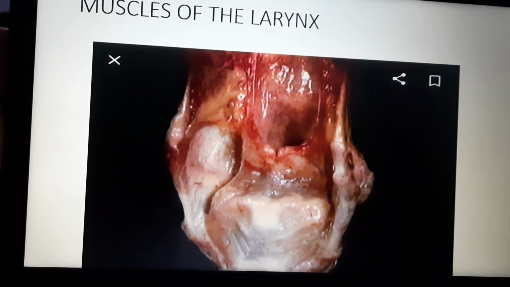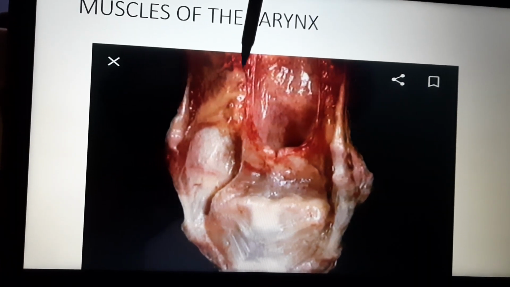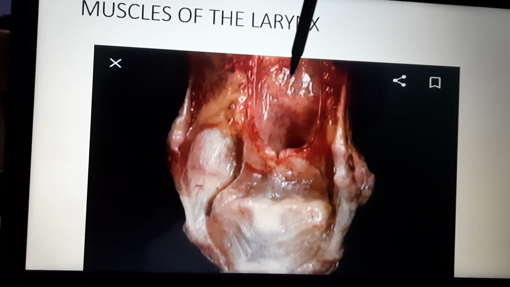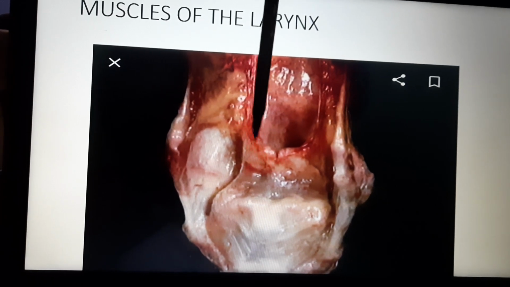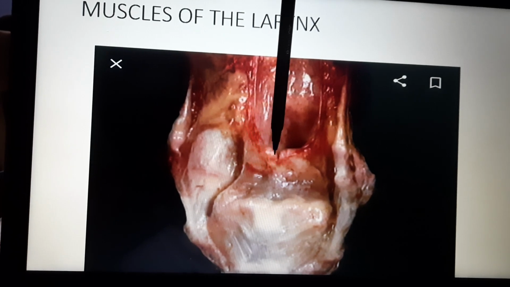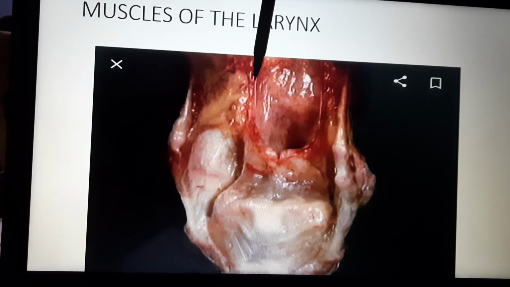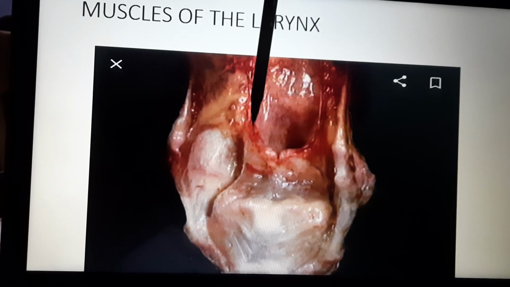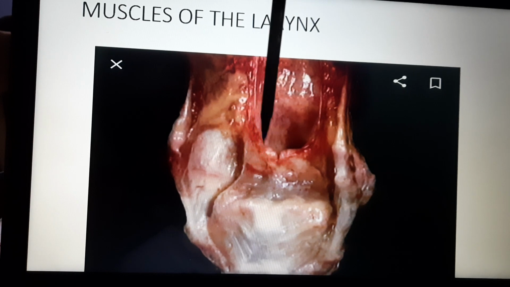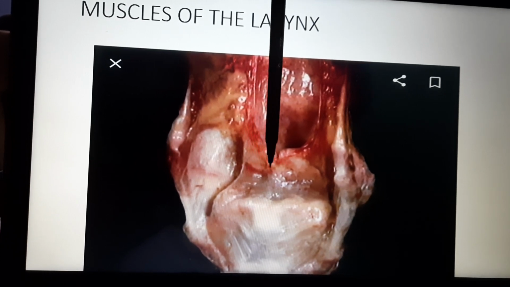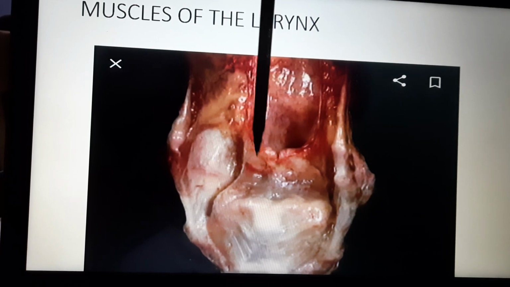This is the posterior aspect of the dissected larynx. You can see this is the laryngeal inlet. This is the epiglottis, the posterior surface of the epiglottis. This fold is called the aryepiglottic fold, from arytenoid cartilage to the margin of epiglottis, and this fold is strengthened by the quadrangular membrane. It is lined by mucous membrane, and the muscles are present outside this quadrangular membrane.